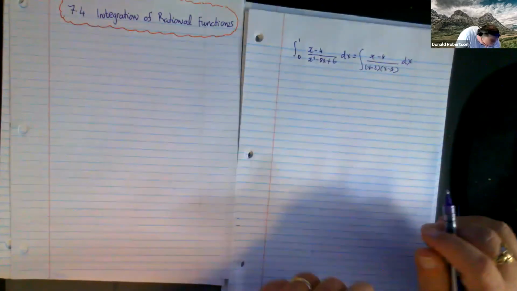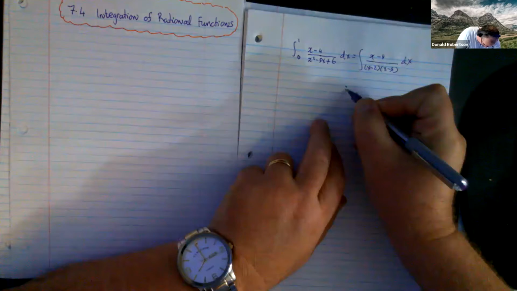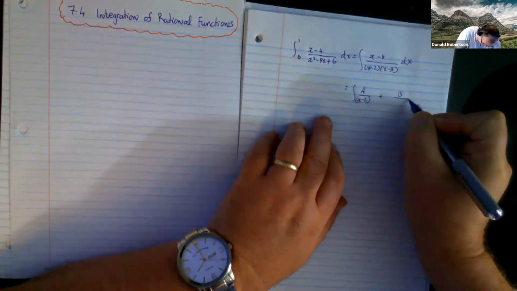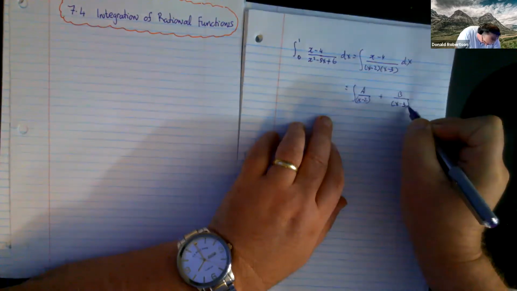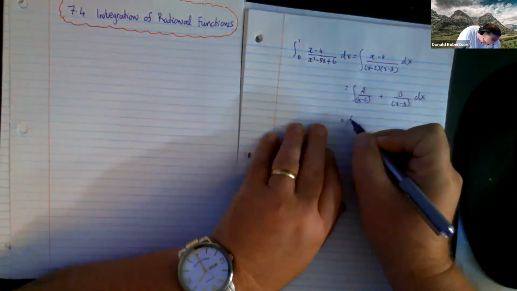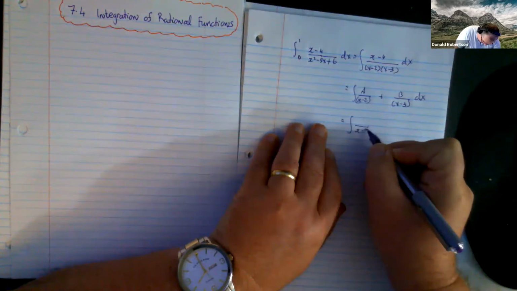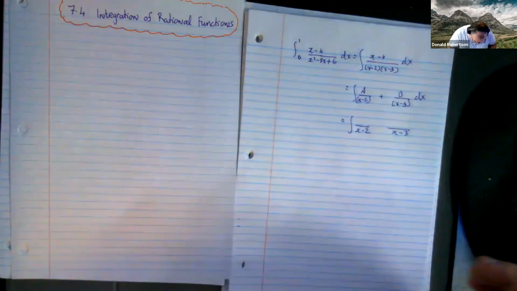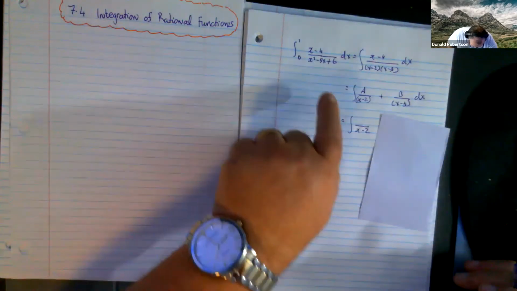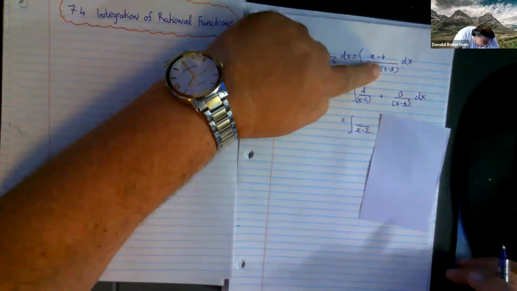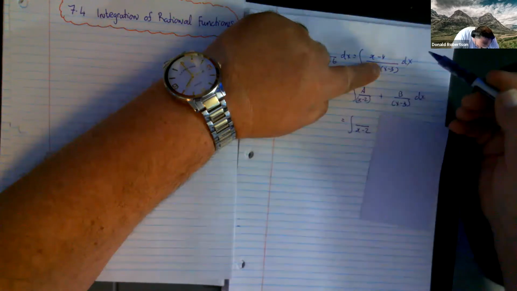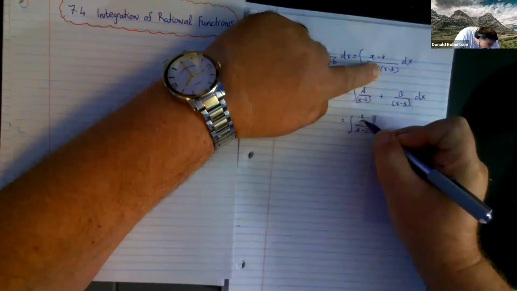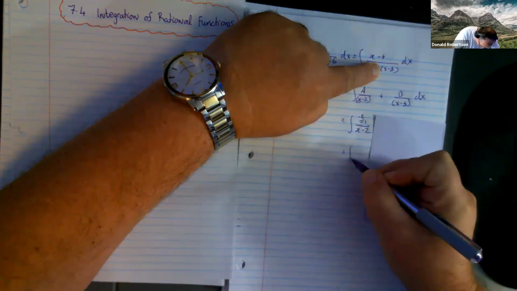Okay, so it's going to be A over x minus 2 plus B over x minus 3. If you cover up the x minus 2, you plug 2 into what's left, and the top's negative 2 and the bottom's negative 1. So it ends up being positive 2.